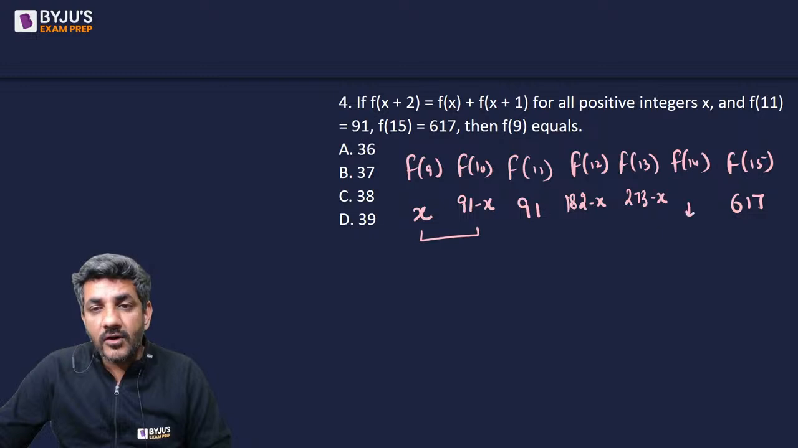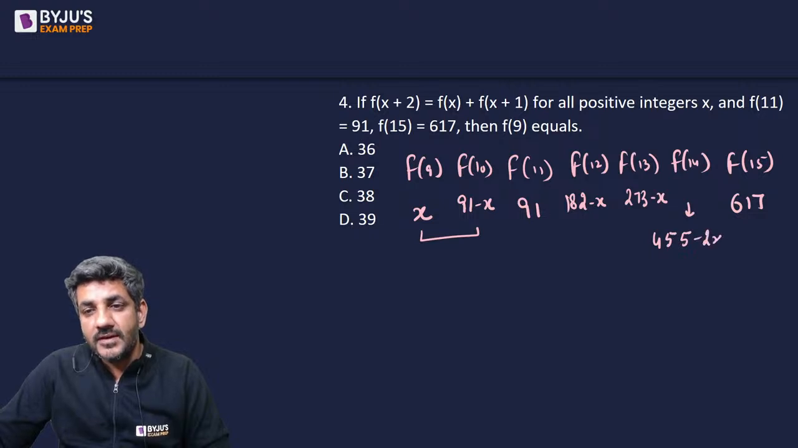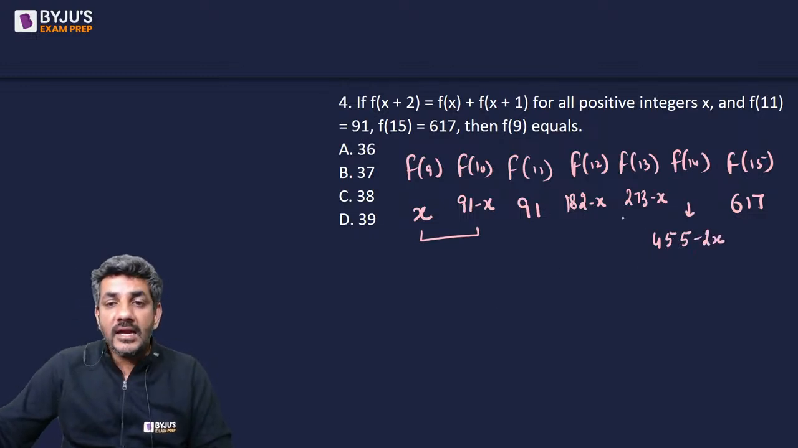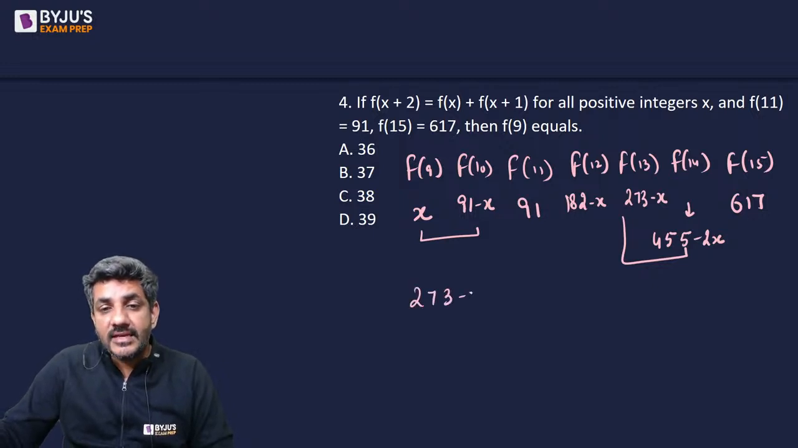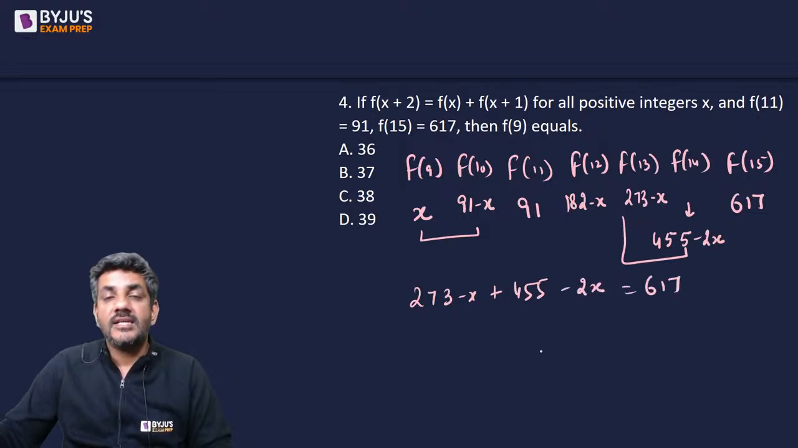And what will be f of 14? It will be their sum now. 3 plus 2, 5, and 27 plus 18, 45. It is 455 minus 2x. And their sum is equal to 617. So 273 minus x plus 455 minus 2x is equal to 617.